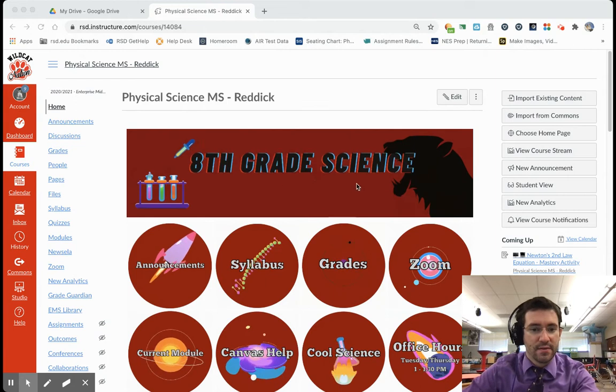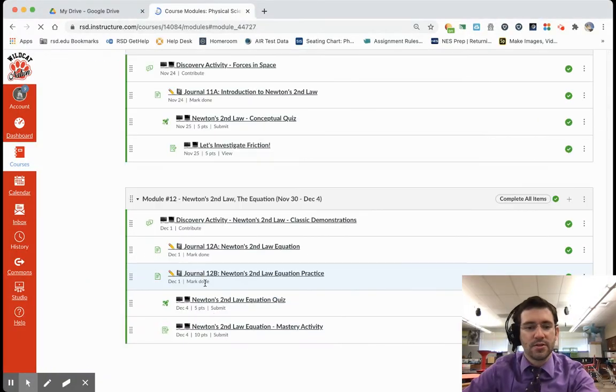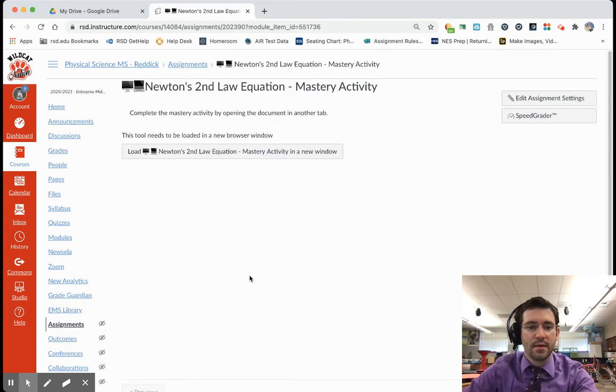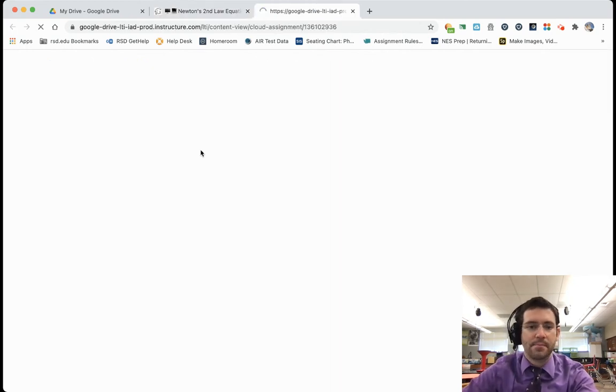Okay, so here's our Canvas classroom. I'm going to click on current module. It's going to jump us all the way down to module 12, which has Newton's second law in it. And I'm going to click on Newton's second law equation mastery activity. That's going to open up this right here. Now, to open up the actual assignment document, you'll click on the little bar right here. It's going to open it in a new tab. You can complete the activity in that tab and then submit it in that tab.